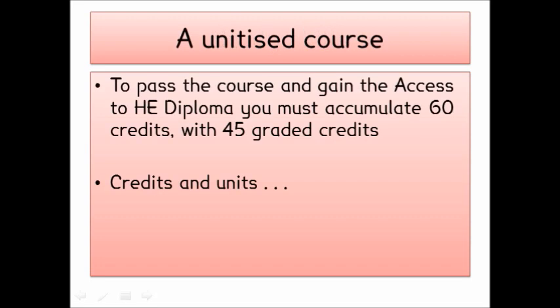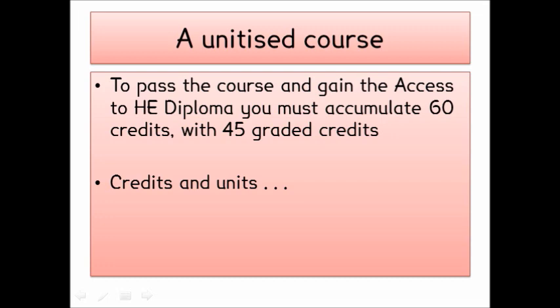The Access course itself is what's called a unitised course. Unlike A-levels, where a percentage is used to decide whether you've passed or not, and if so, at what level, with the Access course, it's all or nothing. You either pass a unit or you do not pass it. And you can pass the individual parts of the course at several levels: pass, merit or distinction, and we'll talk about that in a couple of minutes' time.